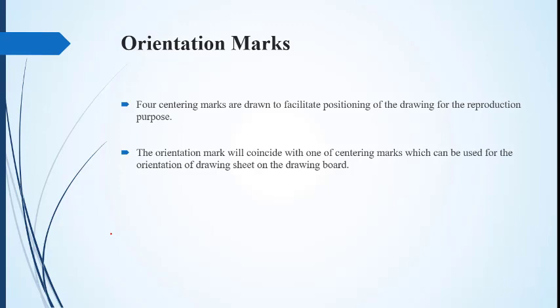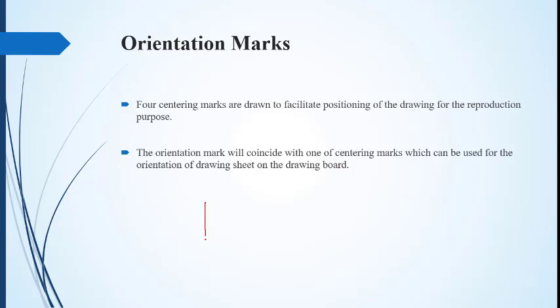Coming towards the orientation marks. Four centering marks are drawn to facilitate positioning of the drawing for reproduction purposes. The orientation mark will coincide with one of the centering marks, which can be used for the orientation of drawing sheets on the drawing board.